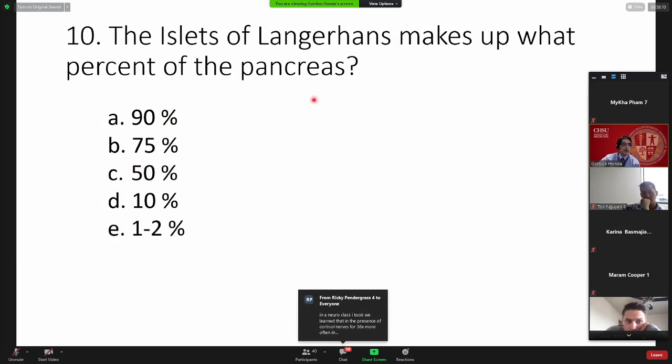The islets of Langerhans make up what percent of the pancreas? Is it 90, 75, 50, 10, 1 to 2%?